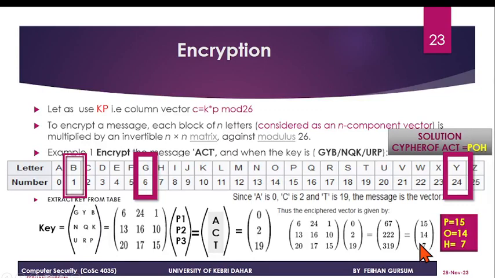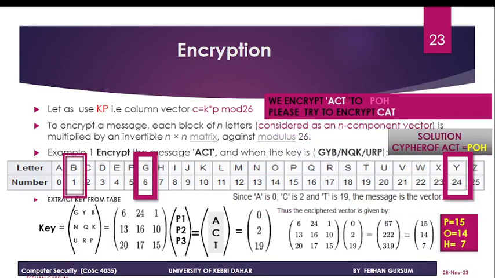Next is decryption. We encrypted ACT to POH. So try to encrypt CAT. Okay, thank you.